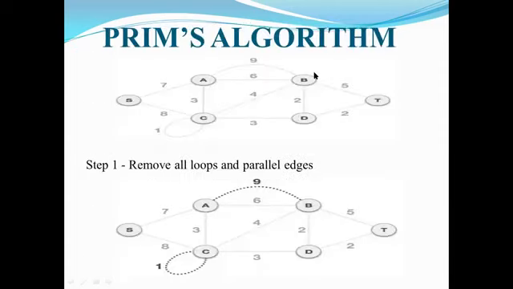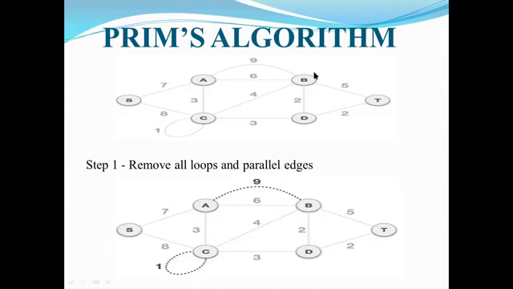Now suppose we take this graph. This graph contains 6 vertices and some edges. But if you observe the graph, it contains loops also, a self loop and some parallel edges. C contains a self loop, and in between A and B there are 2 edges. Those 2 edges are called parallel edges, and C has its self loop. That particular edge is called a self loop.